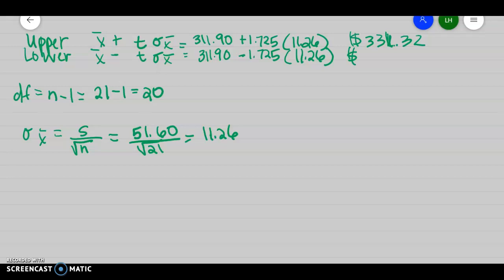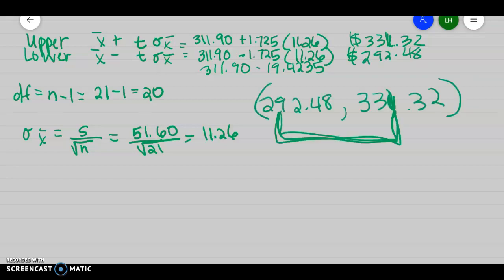You get 19.4235. So 311.90 minus 19.4235, and you get 292.48. So you would write that 292.48 and 331.32.